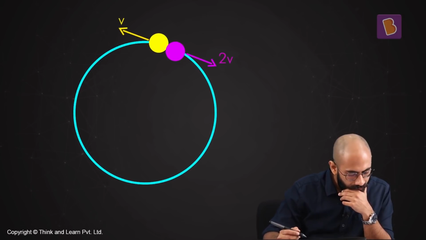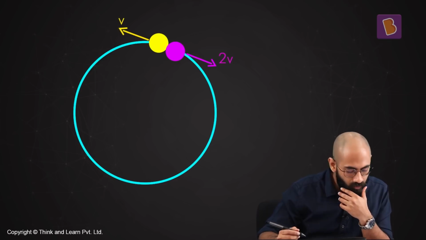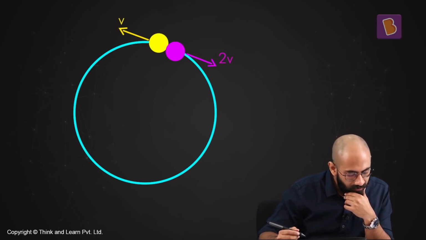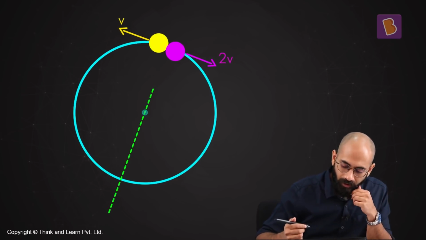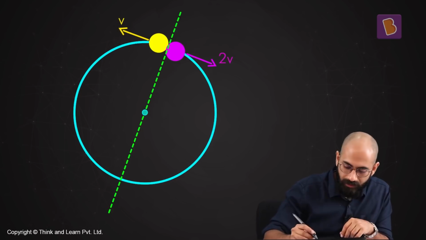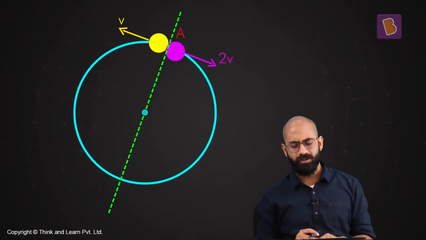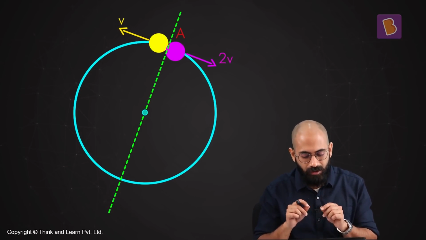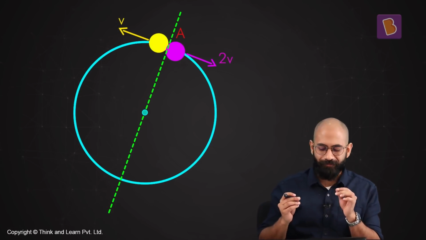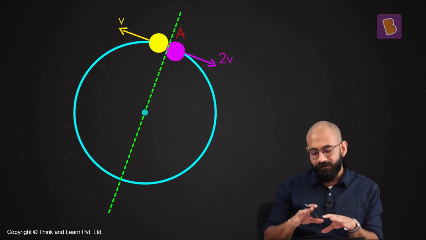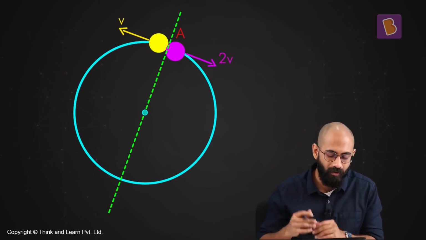The question says that these particles move with constant speed, but the question wants us to find out how many collisions will happen before both of them come to this point. Let's say this point is A. The question says find out how many collisions will happen before both these particles come back to the same point A. Now at first glance it might feel a little too complicated, but if you just look at it and analyze it for a while, you'll figure out what's happening.